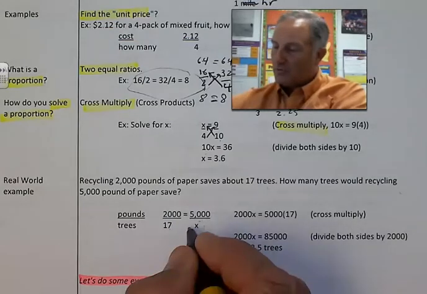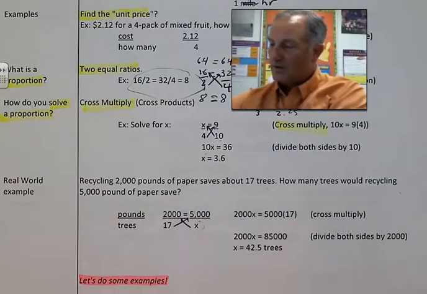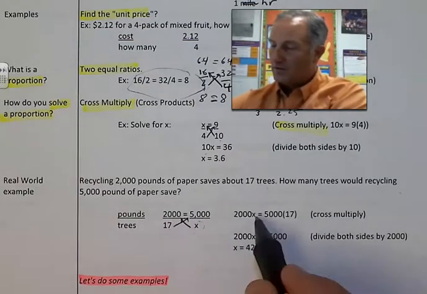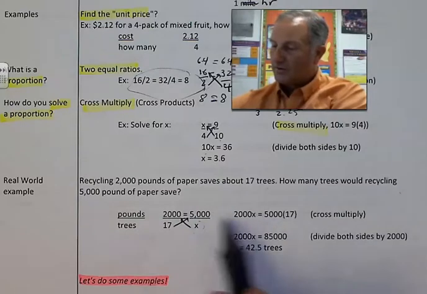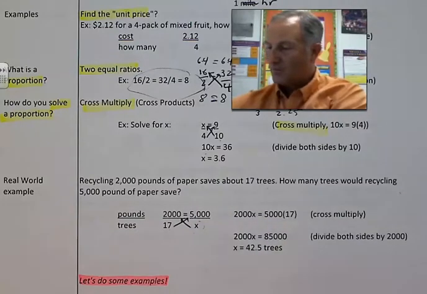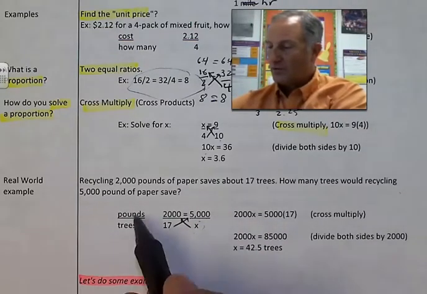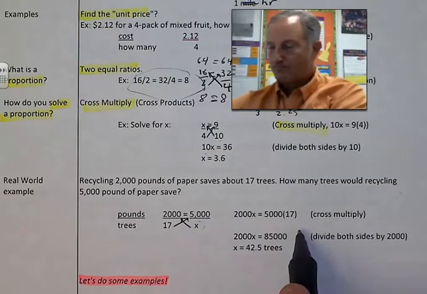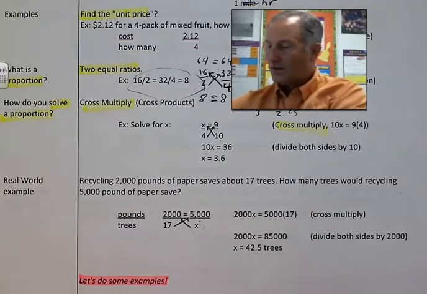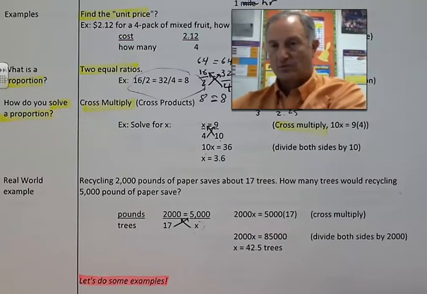But when you cross multiply, you get the same thing. You're still going to get 2,000 times x. You're still going to get 17 times 5,000. So either way you do it, it sets up the same. Multiply that, you get 85,000. Divide the 2,000 into it, 42.5 trees is what you would save.